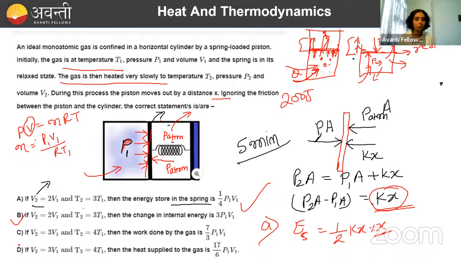What happened? You just need to put the formula. Change in internal energy is n Cv delta T. What will be the value of n? n is given by R T1. Cv is 3 by 2R. Delta T is what? T2 is given now as 3T1. So delta T will be what? Initial temperature T1, final temperature 3T1. Just write the value and let me know.